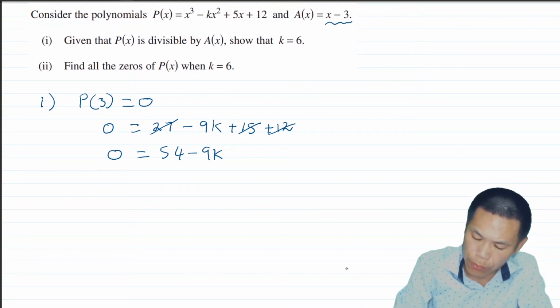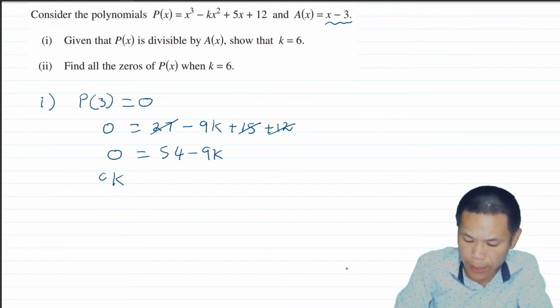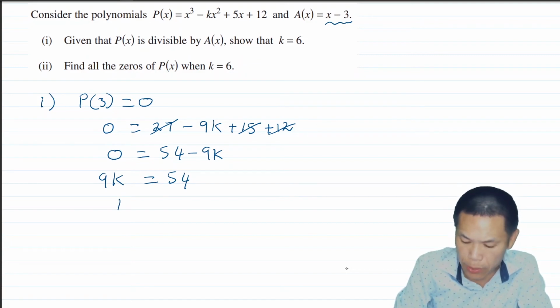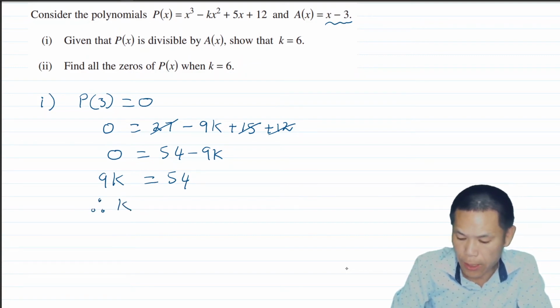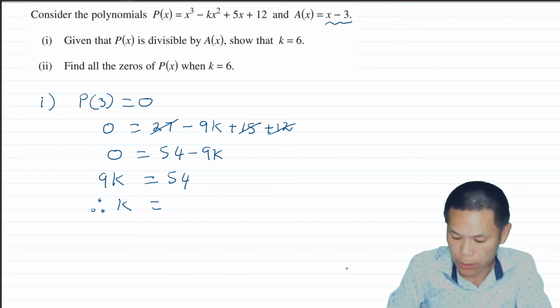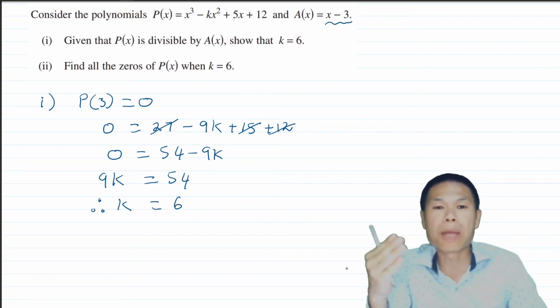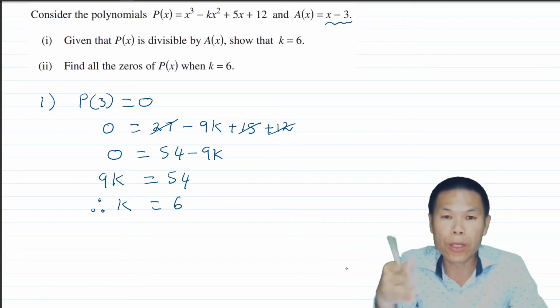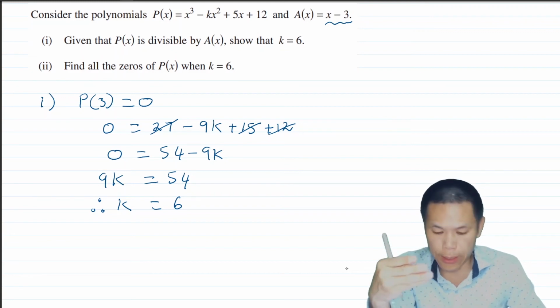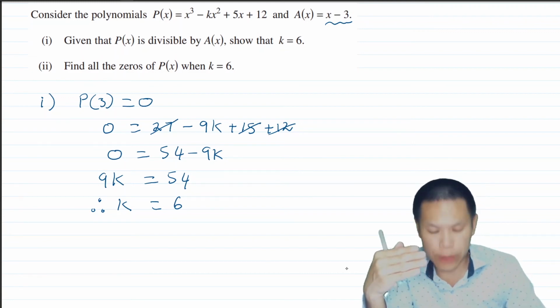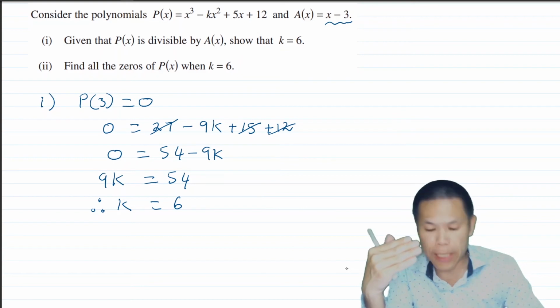So now I just move the 9k to this side. So 9k is equal to 54. So I divide by 9 on both sides. So therefore, k is equal to 6, because 6 times 9 is 54. So there you go, k is equal to 6. Now, when k equals 6, find all zeros of p(x).